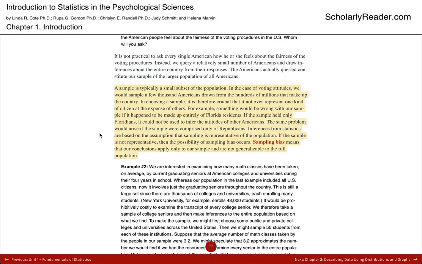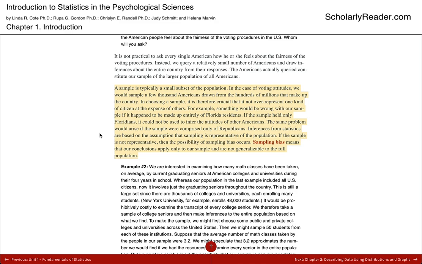In choosing a sample, it is therefore crucial that it not overrepresent one kind of citizen at the expense of others. For example, something would be wrong with our sample if it happened to be made up entirely of Florida residents. If the sample held only Floridians, it could not be used to infer the attitudes of other Americans. The same problem would arise if the sample were comprised only of Republicans.